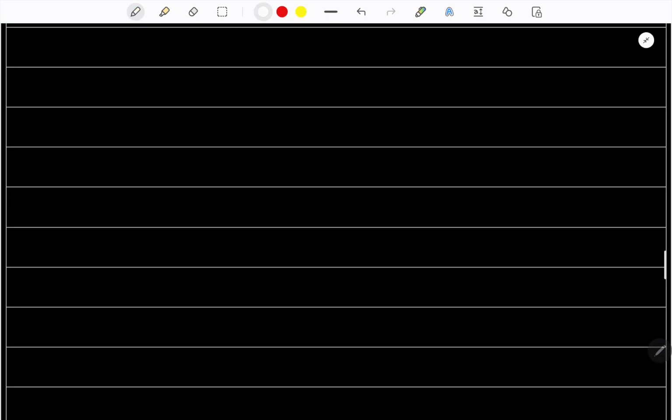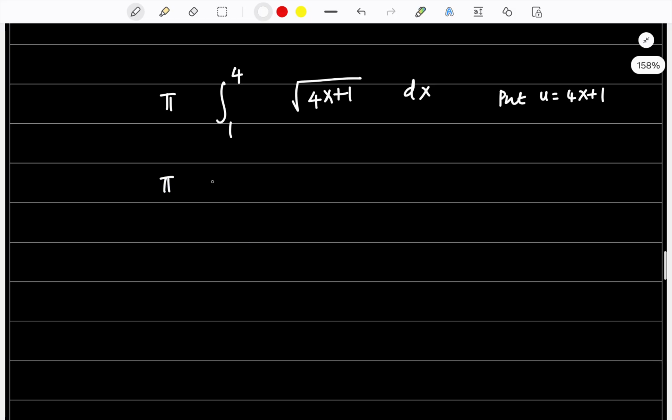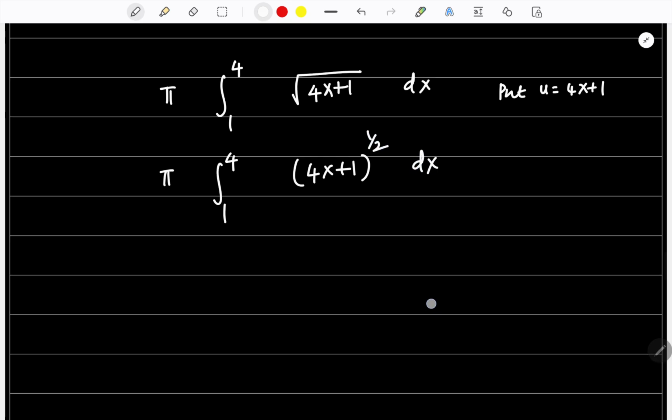The steps is, I think it was pi, right? Integral 1 to 4, and then square root of 4x plus 1 dx. I just put u is equal to 4x plus 1, right? Without using that, I'll tell you how to do it without using substitution method. So pi, it is integral 1 to 4. You just write it as 4x plus 1 to the power of half dx.